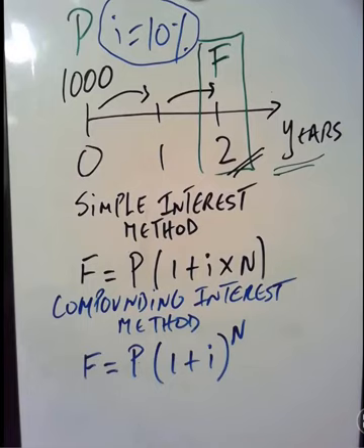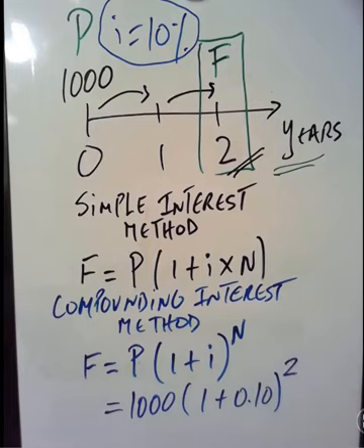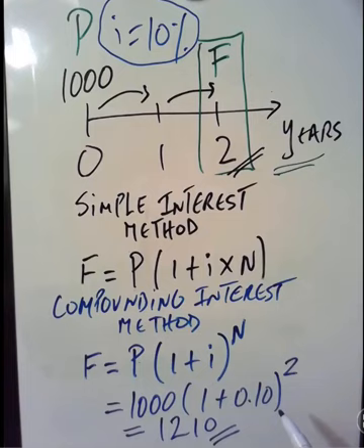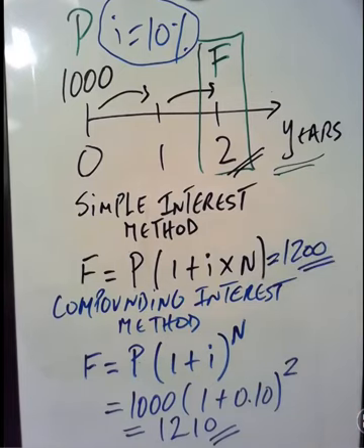So let's just compute it first and then I'll say a couple more words about it. So 1,000 times 1 plus the interest rate to the power of 2. And this will give 1210. So here we have 1200, whereas if we compound interest according to the compounding interest method, we have 1210.